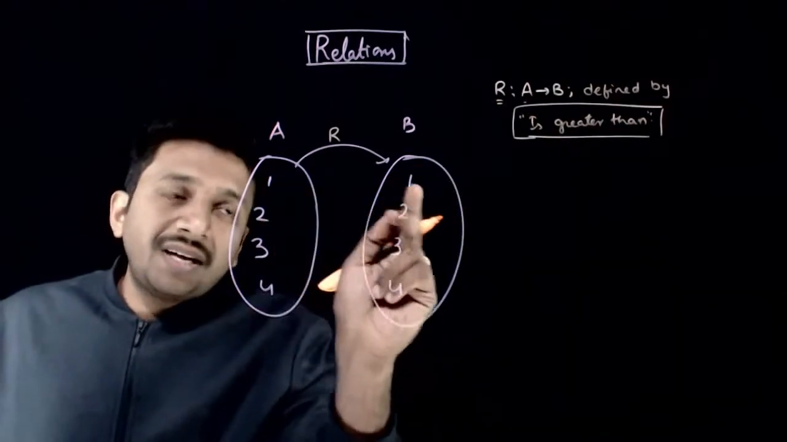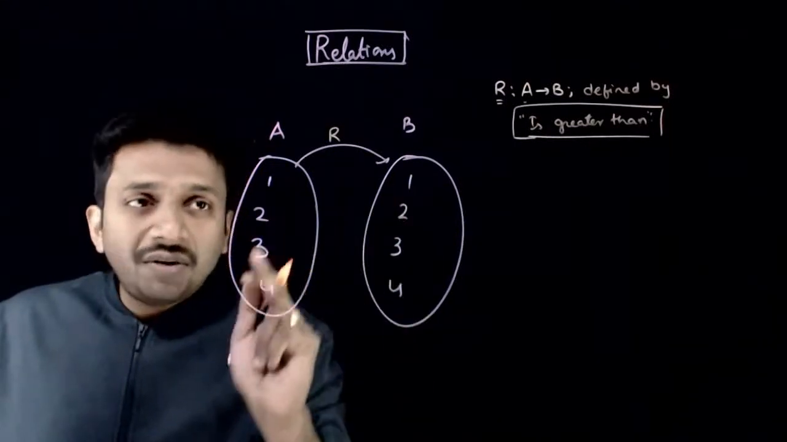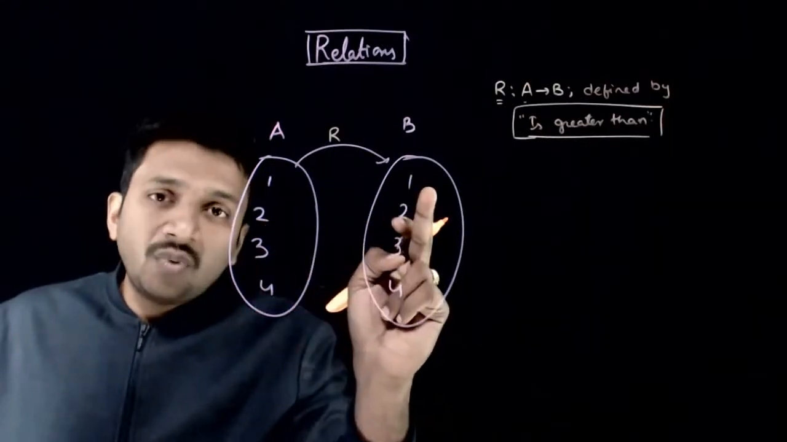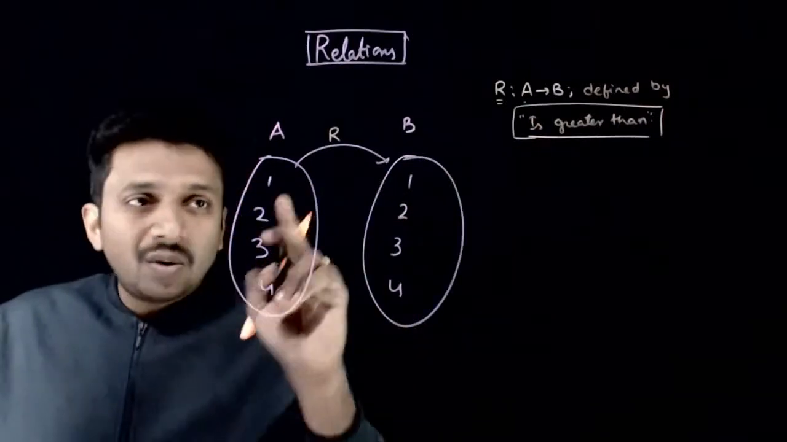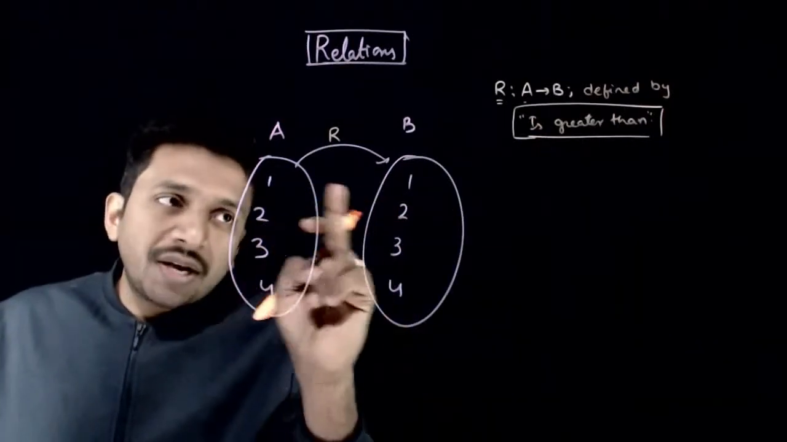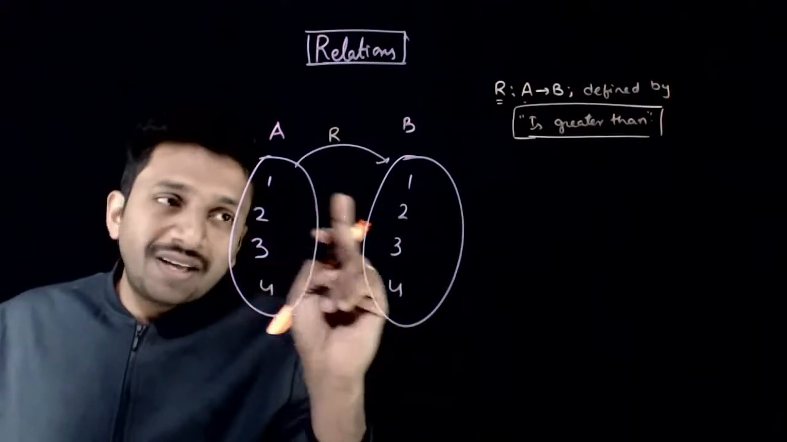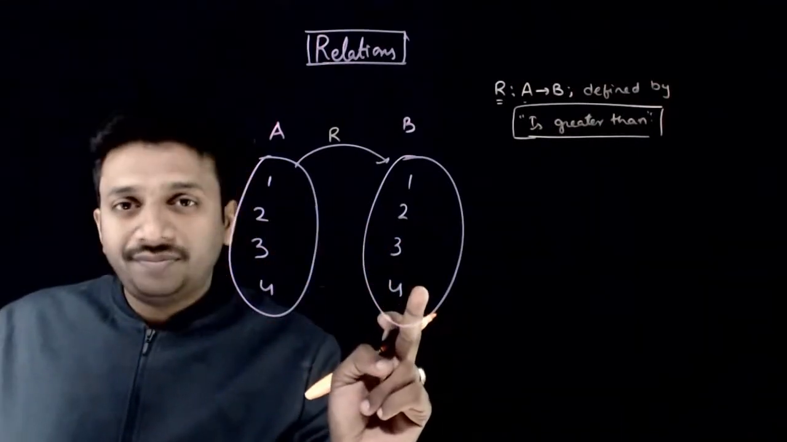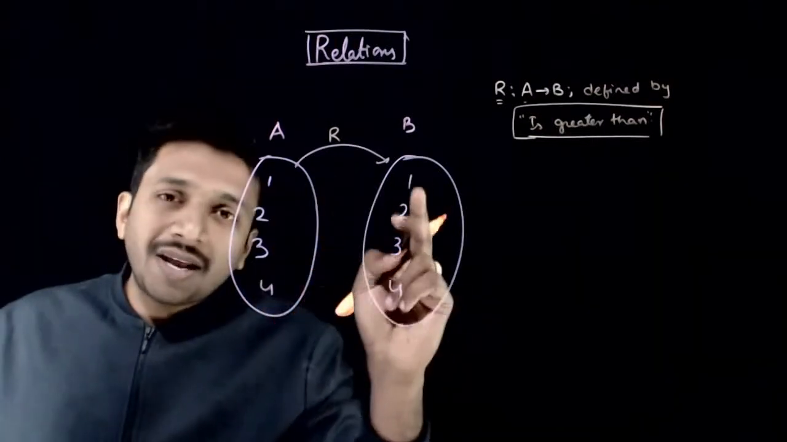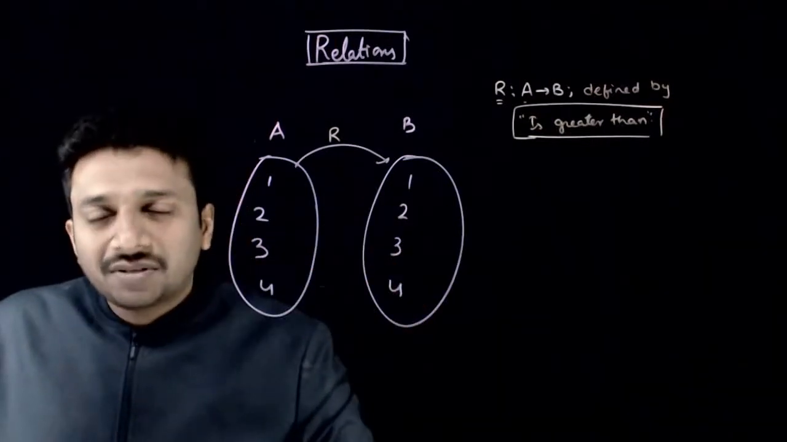Is 1 connected to 1? The question that you need to ask is, is 1 greater than 1? No. So 1 is not greater than 1, hence 1 and 1 are not related. Is 1 greater than 2? No. Is 1 greater than 3? No. Is 1 greater than 4? No. So 1 is not connected to any of these elements.